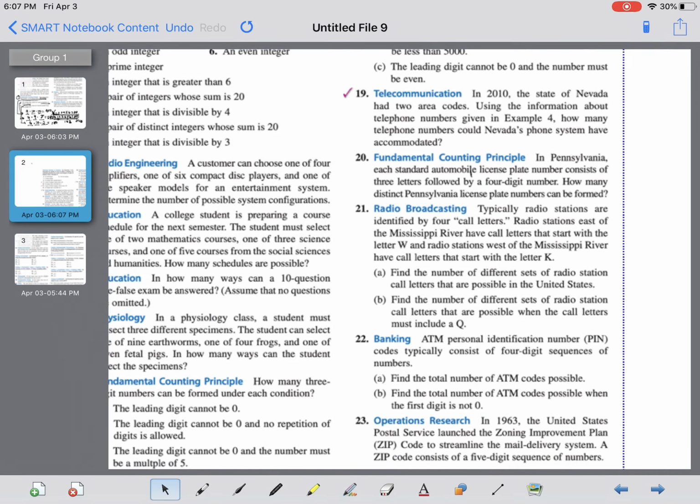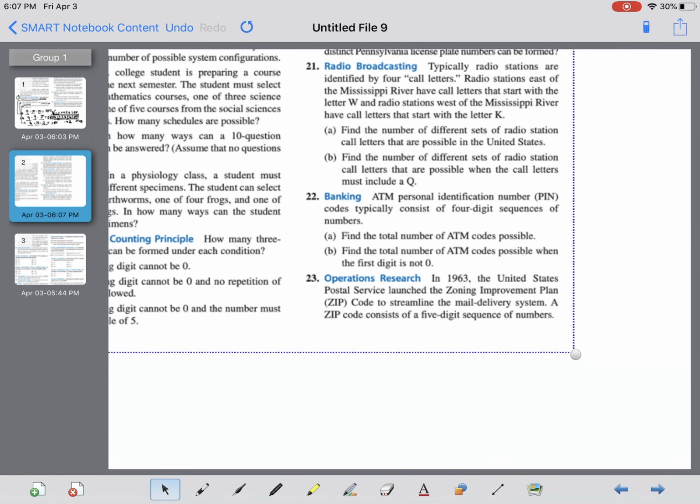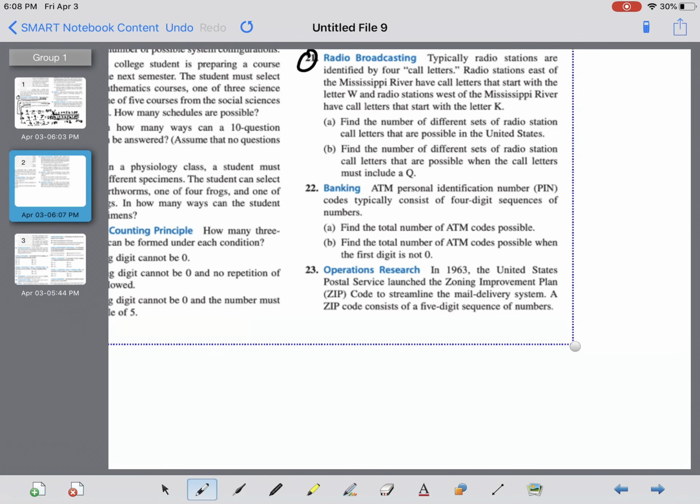Now we're skipping 19 and going to 21 because we're doing every other odd. And so on 21, we have radio station call letters. It tells us that typical radio stations are identified by 4 call letters, like WAPT or something. Radio stations east of the Mississippi start with a W, and radio stations west of the Mississippi start with a K. It could be WAAZ or WPQR. There are all sorts of different scenarios.